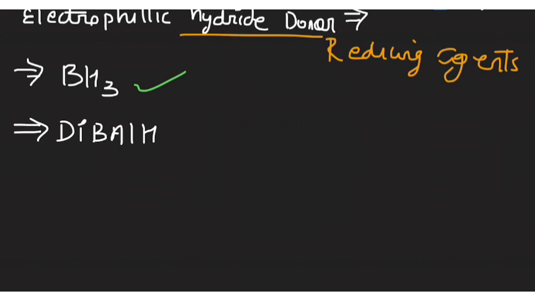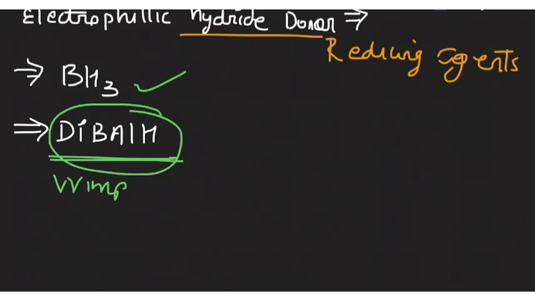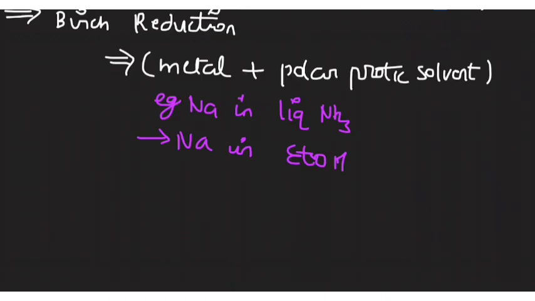Now, moving into electrophilic hydride donors, these are also reducing agents. Important ones are BH3 and DIBAL-H, diisobutyl aluminum hydride. Very important. You should remember what functional groups it can reduce, like cyanide and anything else it can reduce. You should remember it very nicely. This will come with practice. Most of you think we have to mug up, we have to cram. No, we just have to practice it a lot of times, a lot of questions, and you will be perfect in this.